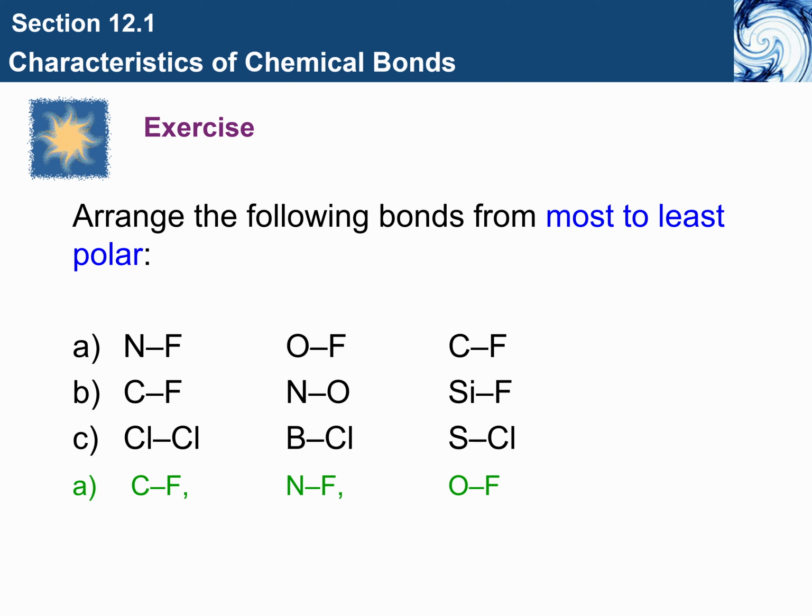from most to least polar, we would have the carbon to fluorine, nitrogen to fluorine, and then oxygen to fluorine. For B, we would have silicon to fluorine, carbon to fluorine, and then nitrogen to oxygen. And then finally for C, we have boron to chlorine, sulfur to chlorine, and then chlorine to chlorine. You will notice once we start hitting two diatomic elements, they will be as evenly shared as anything can be, with some very minor exceptions.